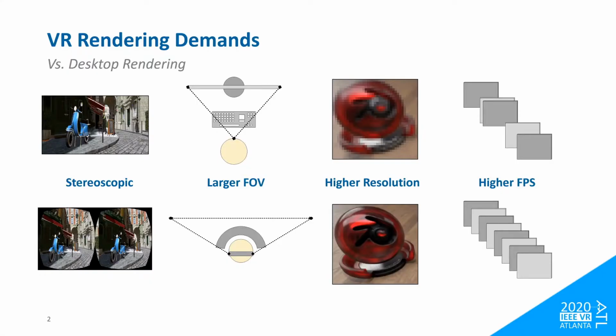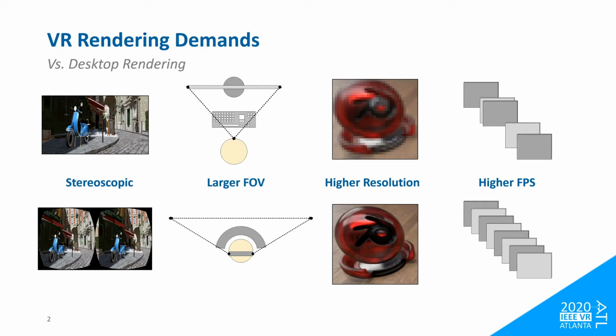If we look at the requirements for classical desktop rendering and rendering for VR, there are a number of differences between these two systems. For VR, we need to synthesize a stereoscopic image pair. Our displays span a much larger field of view when compared to a desktop monitor. As a result, we have to render more of the scene at a much higher resolution if we wish to achieve the same pixel density.